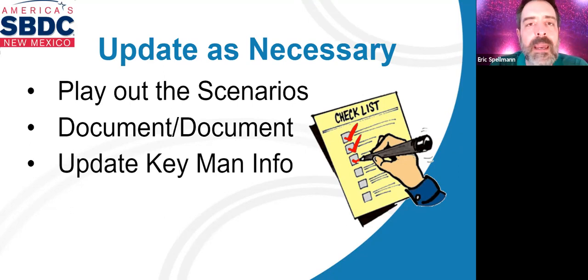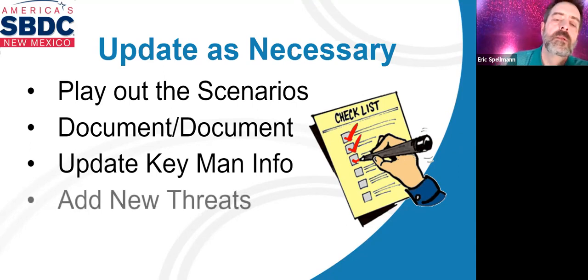Update your key man info. Document what's going to happen if the main guy's gone. What's going to happen if the boss is gone? If she gets hit by a bus, what happens? Make sure someone knows, even if it's just a lawyer or another family member.